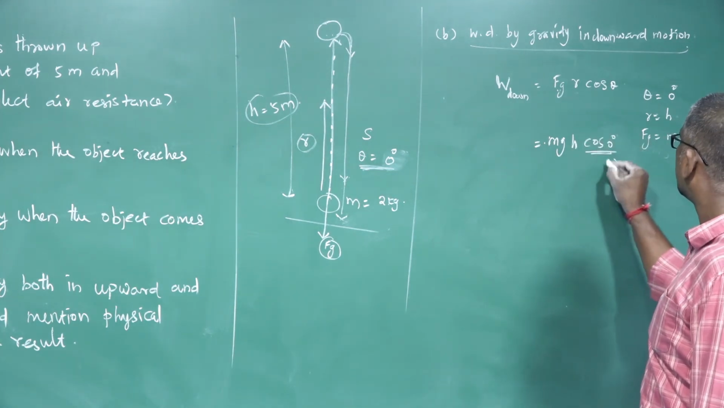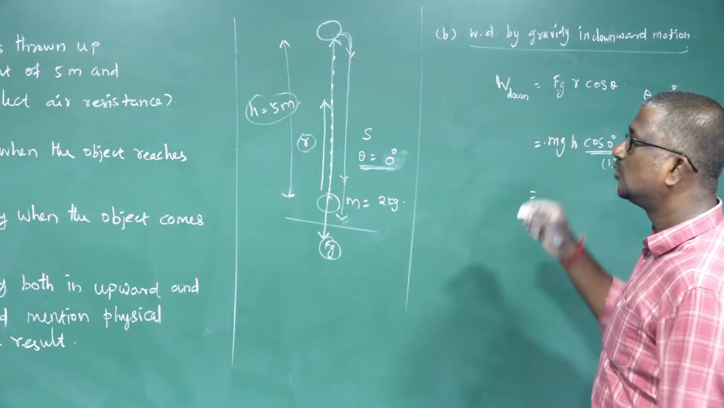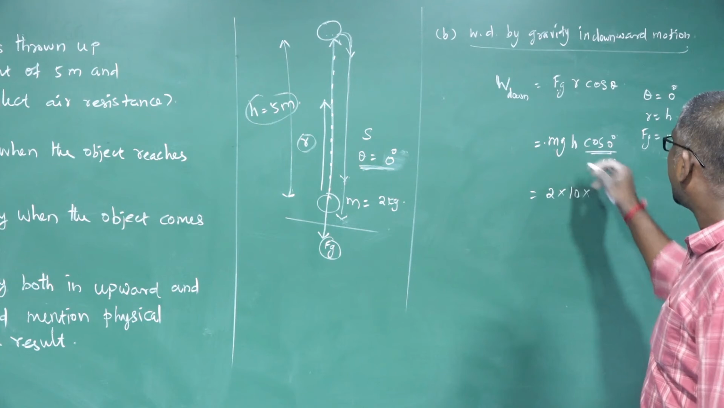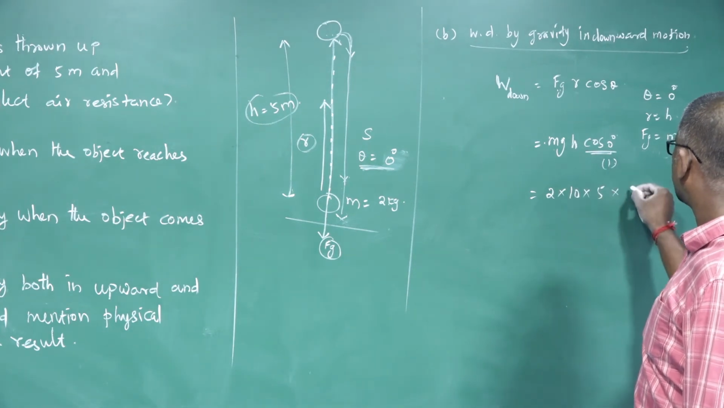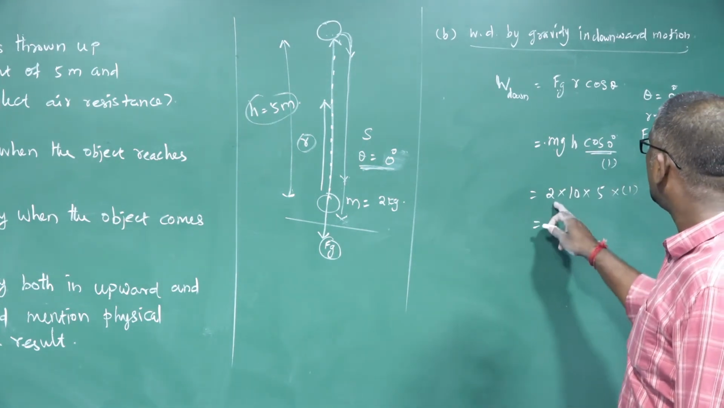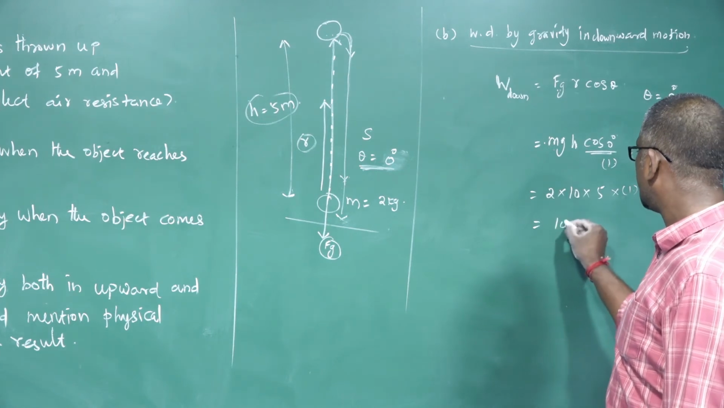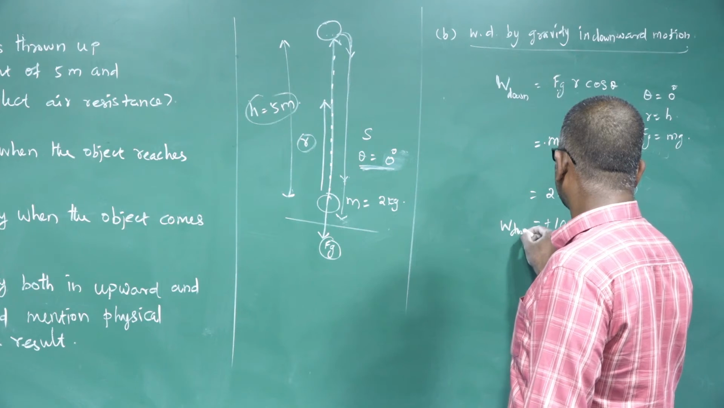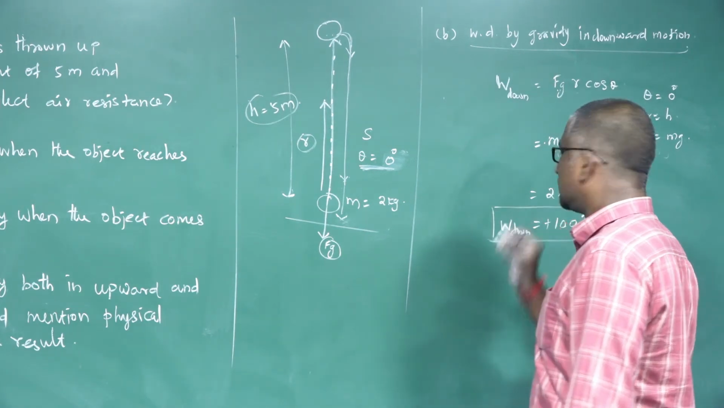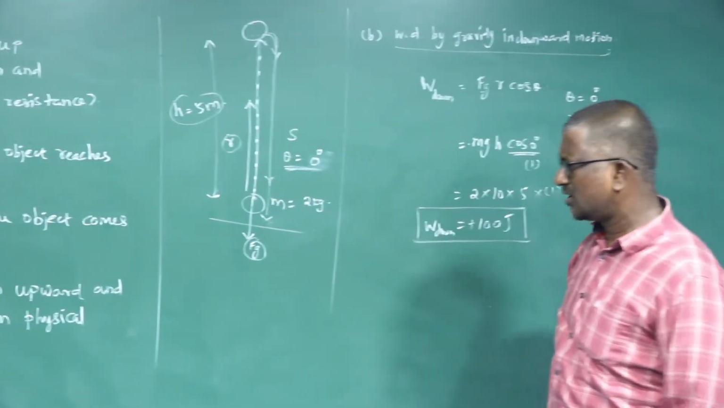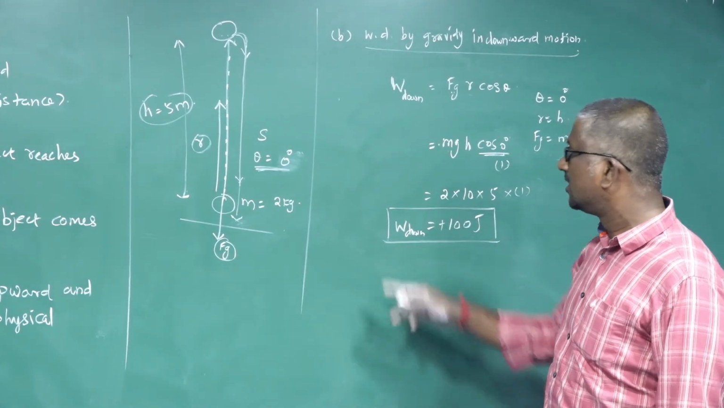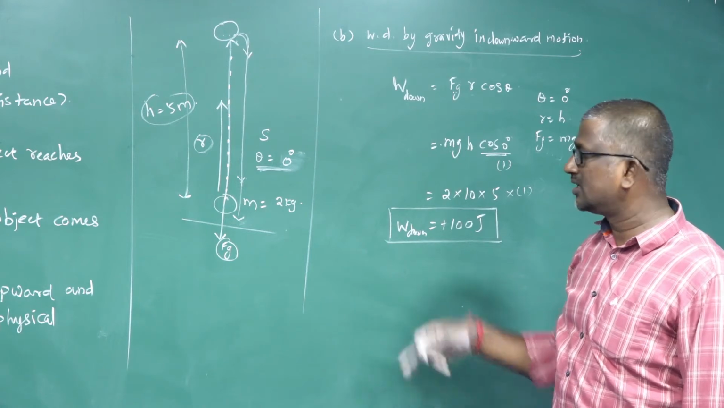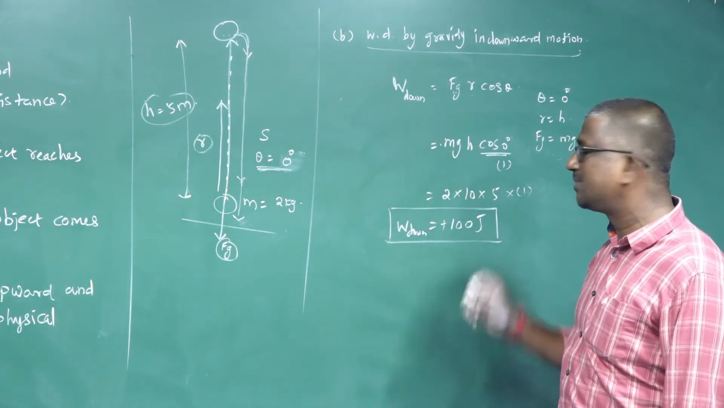Cos 0 is 1. The mass is 2 kg, the acceleration due to gravity is 10, the height is 5, and cos 0 degrees is 1. 2 into 10, 20. 20 into 5, 100. So plus 100 joule. So during upward motion and downward motion of the object, the gravitational force does work. During upward motion, work done by gravity is negative. During downward motion, the work done by gravity is positive, that is plus 100 joule.